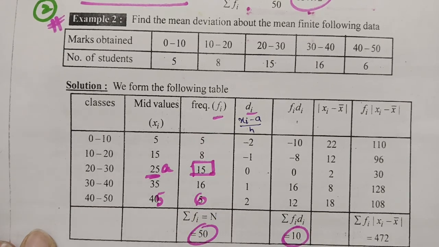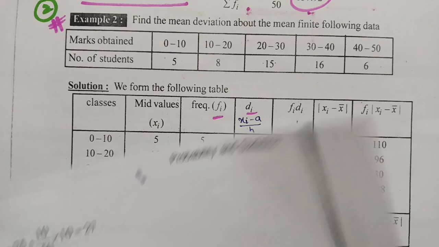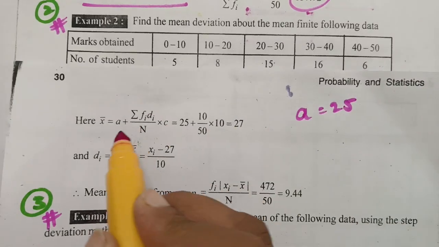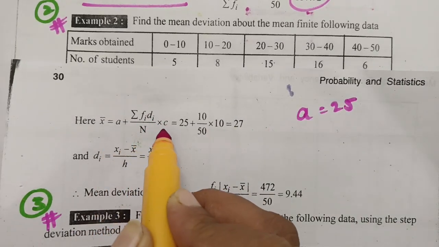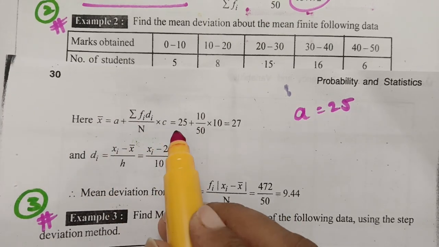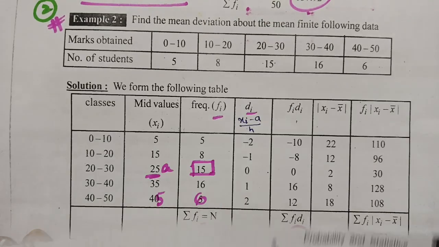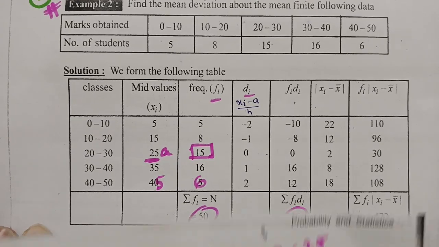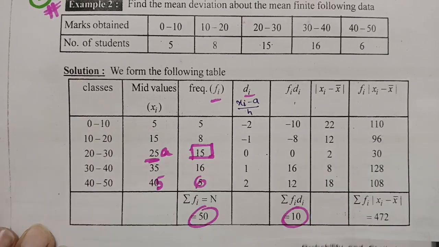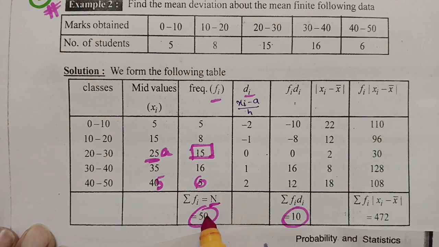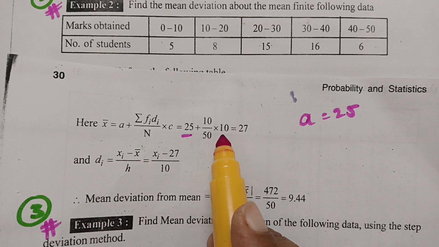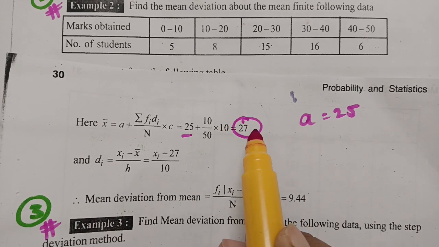Now in order to find x bar, a is equal to 25. So here the a value is equal to 25. So we have x bar equals a plus sigma fi di by n into c. A is equal to 25 here. Sigma fi di value from the table here is 10. So here this value is 10 by n. Sigma f value here is n, which is 50. And the class interval difference here is 10. Now if I substitute, therefore we got 27.